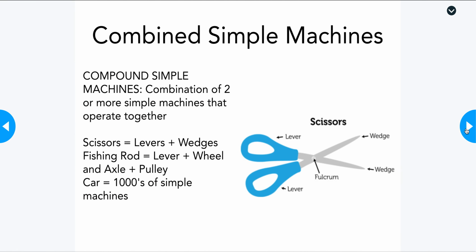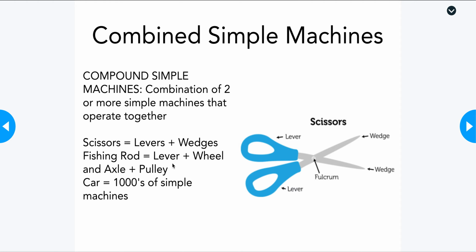All right, so you can actually combine simple machines into a compound simple machine. This would be a combination of two or more simple machines that operate together. So scissors are going to be combinations of levers and wedges. The levers are kind of the handles, and the fulcrum is the screw that holds them together. The wedge is going to be the blade and the sharp end of the metal edge. The levers allow you to pull and push, and those allow you to control the motion, and then the wedge allows you to cut the paper.